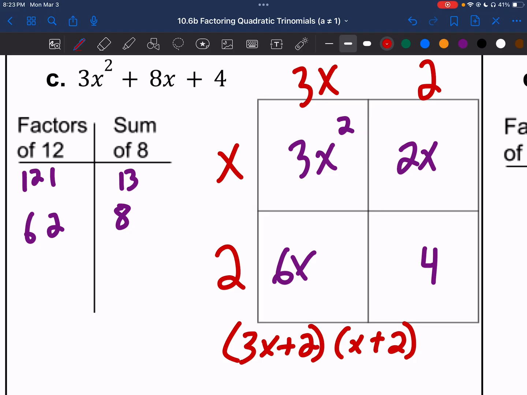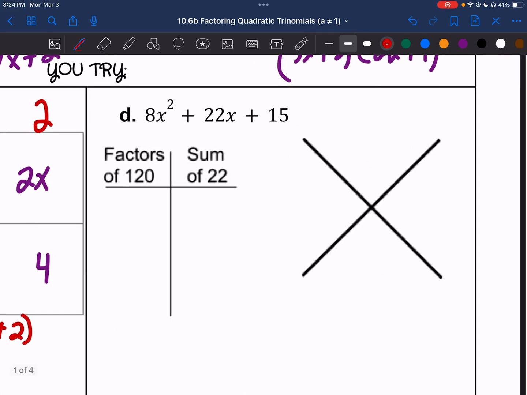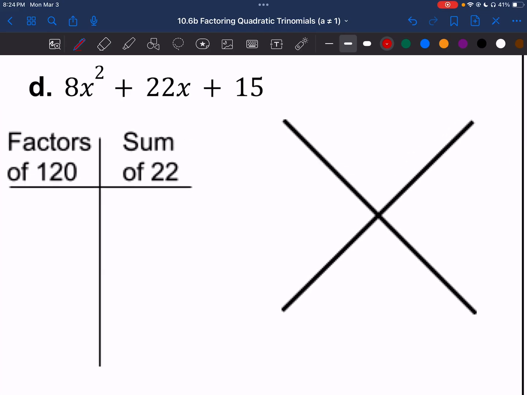All right, so now let's go to letter D. And I'm going to do this one by grouping, so using this kind of cross product method. So we have 12 and 10. Those are my two factors of 120 that add up to 22, right?